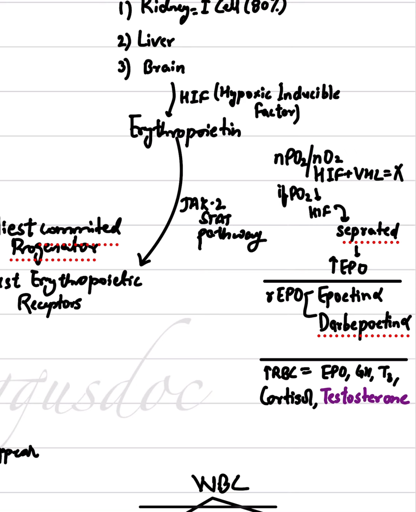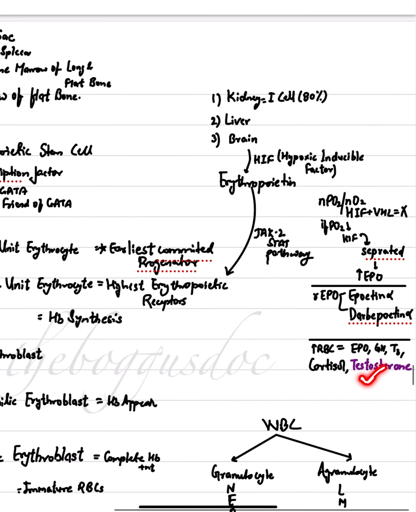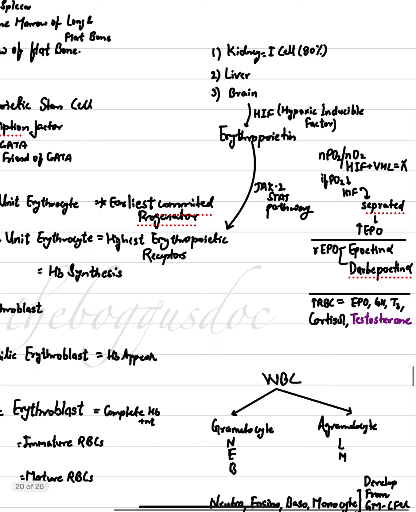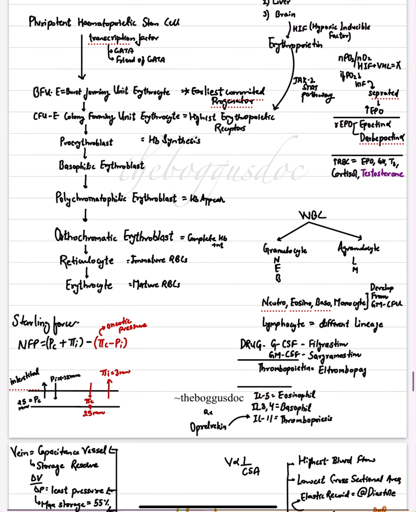The recombinant erythropoietins that we are using are epoetin alpha and darbepoetin alpha. Increase in RBC is done by erythropoietin, growth hormone, T3, cortisol, and testosterone. Testosterone also, that's why males have more RBC.